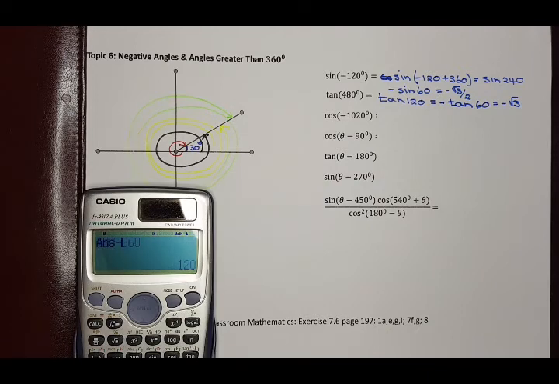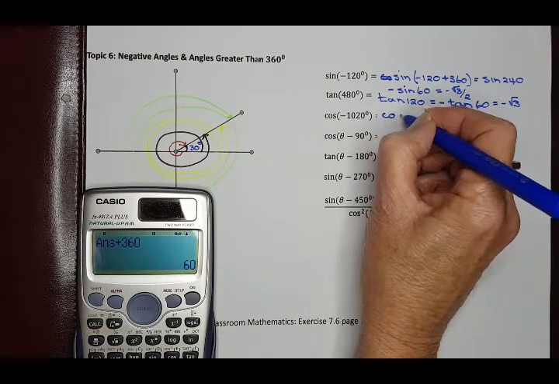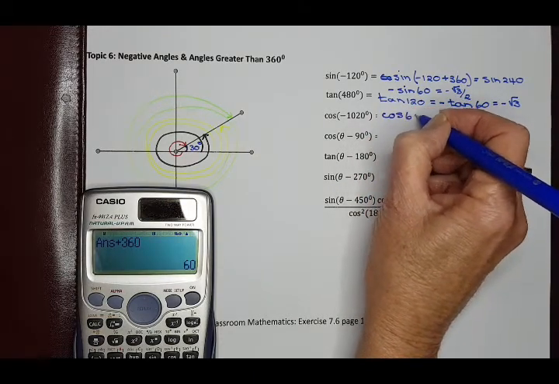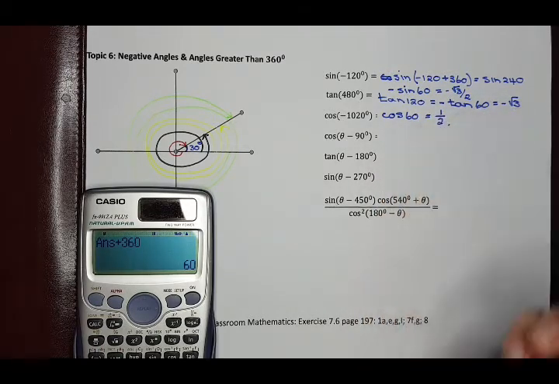If I take minus 1020, a negative angle, I'm going to add 360. Not good enough. I'm going to add 360 again. Still not good enough. I need to add 360 again. I'm essentially just adding multiples of 360 degrees until I land up with a positive angle. And cos of 60 is a half.